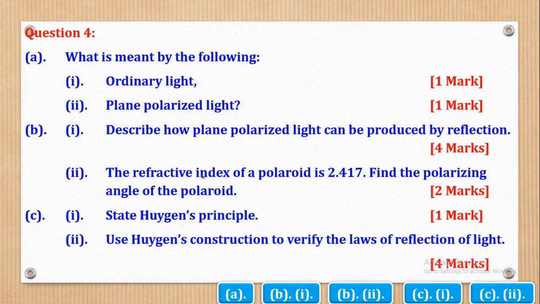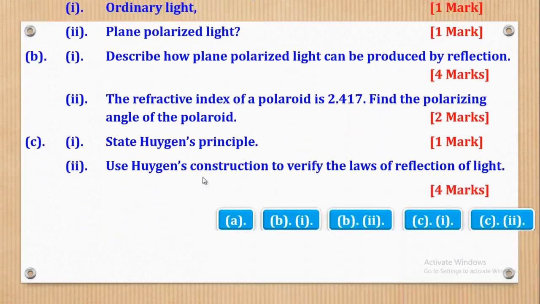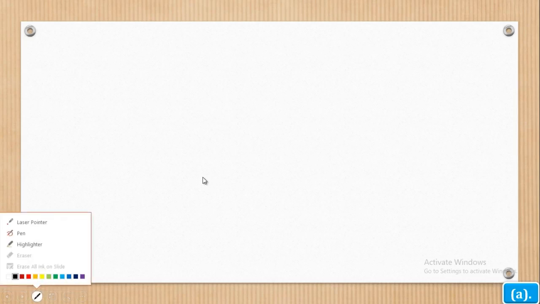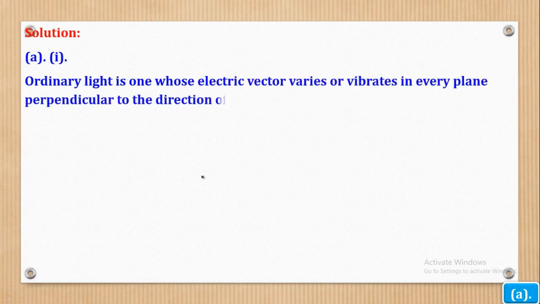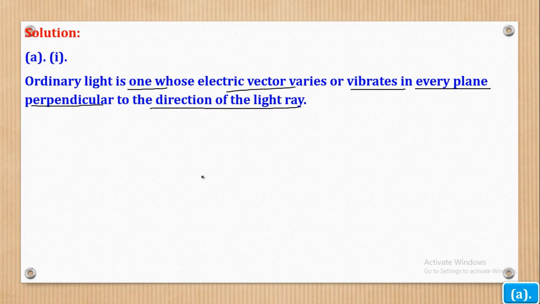So now we shall go to question 4. Question 4 part A, Roman 1 says, what is meant by the following? Roman 1, ordinary light, and Roman 2, plane polarized light. So for Roman 1, we shall say that ordinary light is one whose electric vector varies or vibrates in every plane perpendicular to the direction of the light ray.